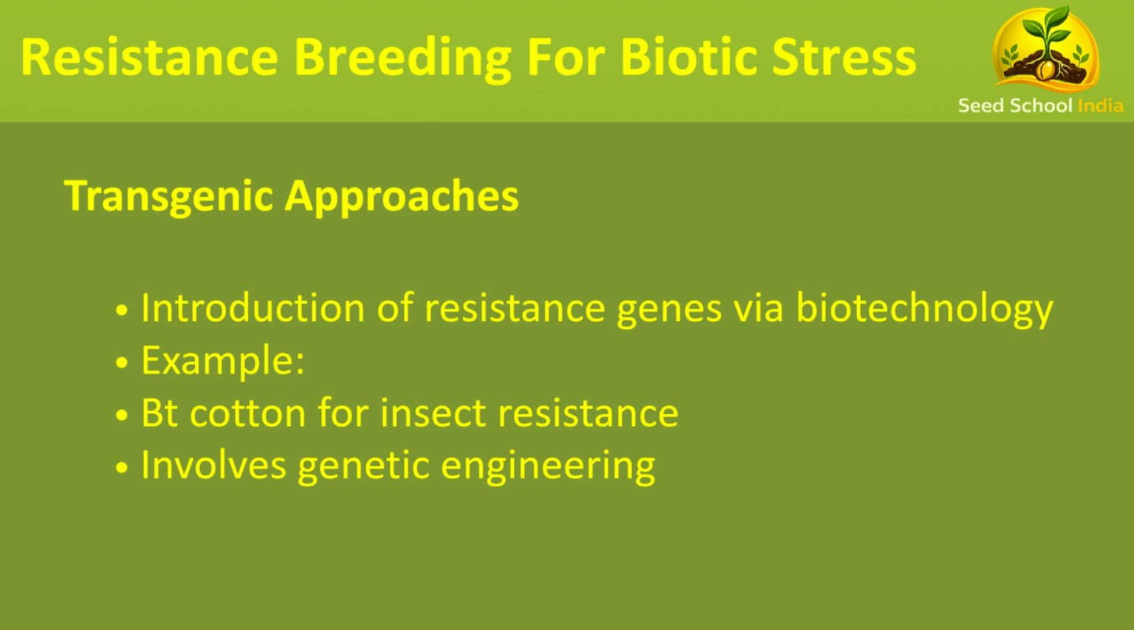Transgenic technology allows the introduction of specific resistance genes from other organisms into plants. The well-known example is Bt cotton, which contains a gene from bacteria that provides resistance against bollworm. This approach can provide strong and targeted resistance, although it requires regulatory approval and careful management.